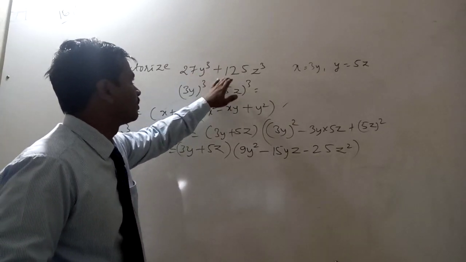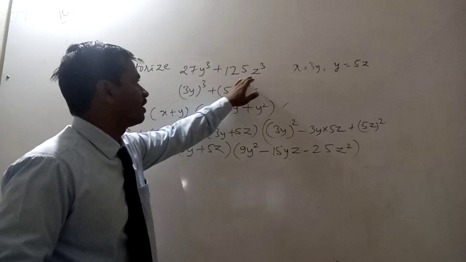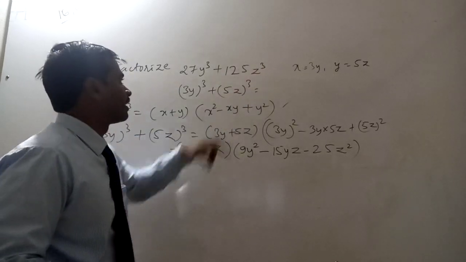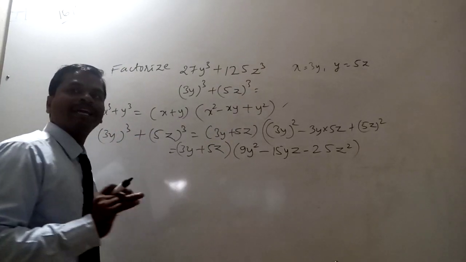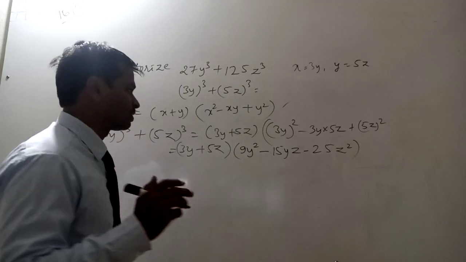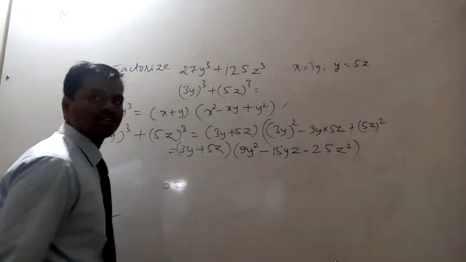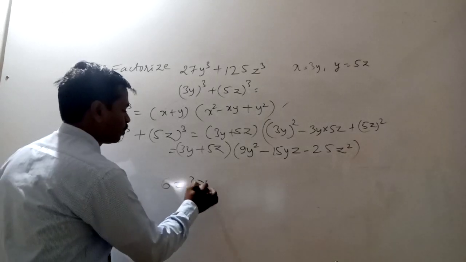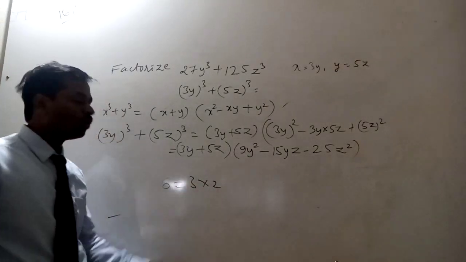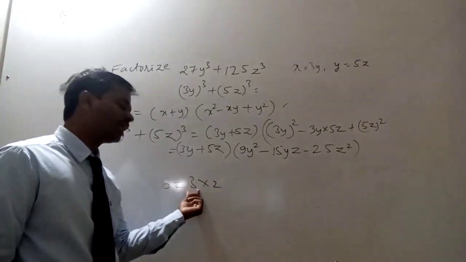27y cube plus 125z cube is there. Here, factorize means it should be written in multiples of two values. For example, 6 is there. What are the factors of 6? 3 into 2. 3 and 2 are there. We are factorizing 6 into 3 into 2.